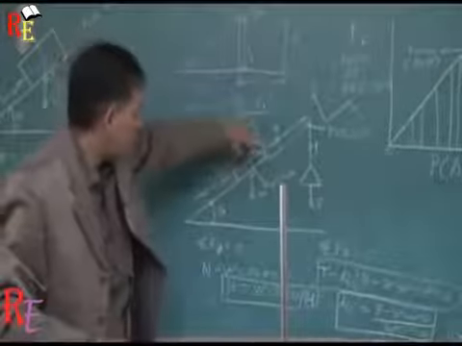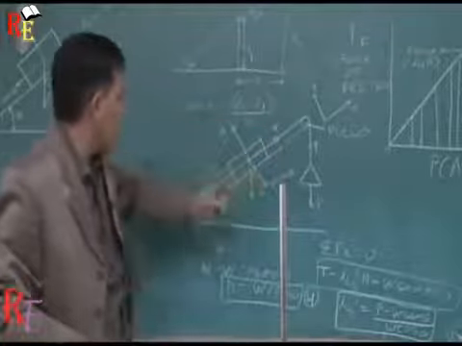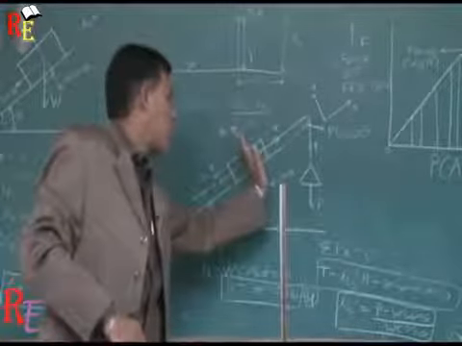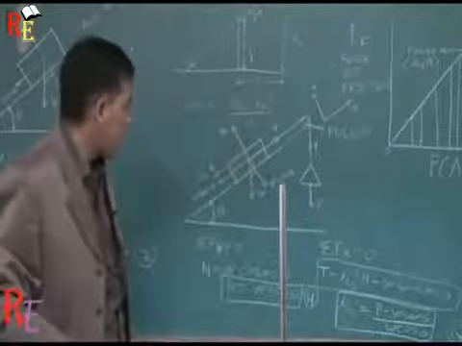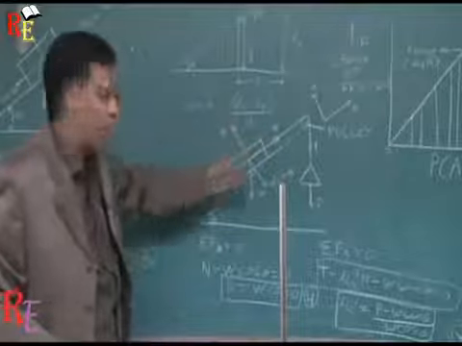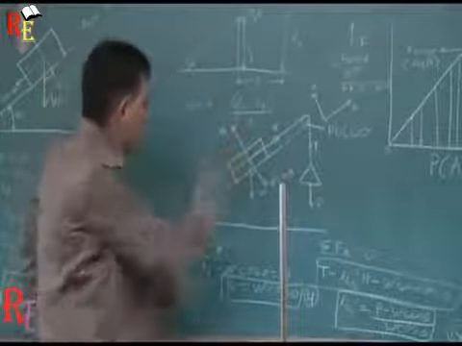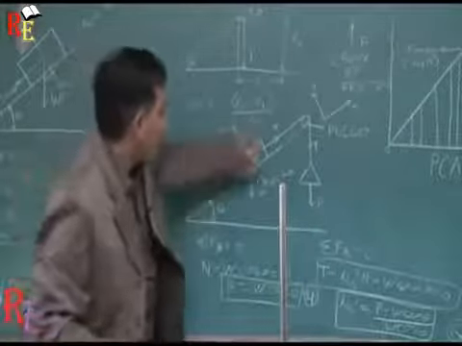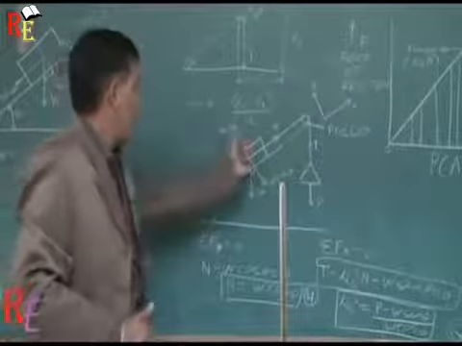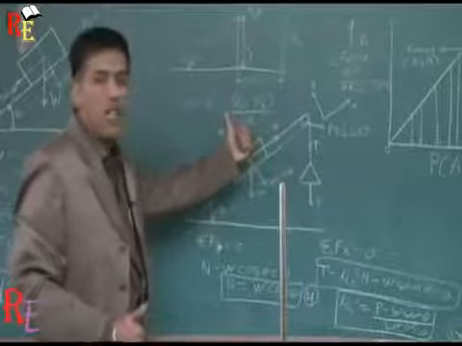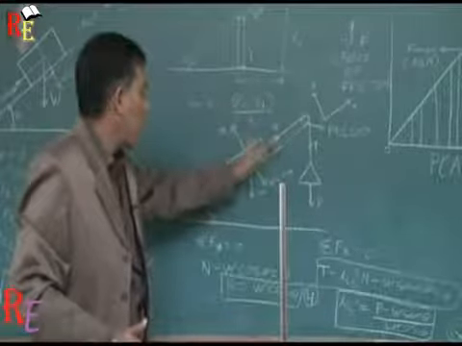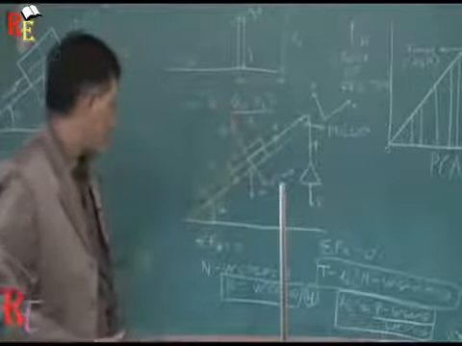Here it is the W that is acting downward. It is the W cos theta which is normal to the incline. W sin theta is along the incline in the downward direction. The T is acting upward. And similarly, the N normal reaction is perpendicular to the incline in the y direction.